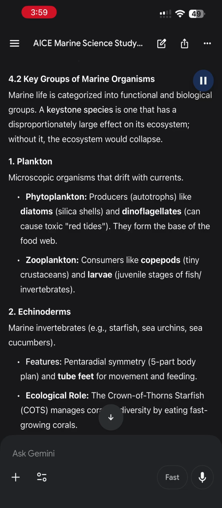Marine life is categorized into functional and biological groups. A keystone species is one that has a disproportionately large effect on its ecosystem. Without it, the ecosystem would collapse. 1. Plankton, microscopic organisms that drift with currents. Phytoplankton are producers, autotrophs, like diatoms with silica shells, and dinoflagellates, which can cause toxic red tides. They form the base of the food web. Zooplankton are consumers like copepods, tiny crustaceans, and larvae, juvenile stages of fish and invertebrates.